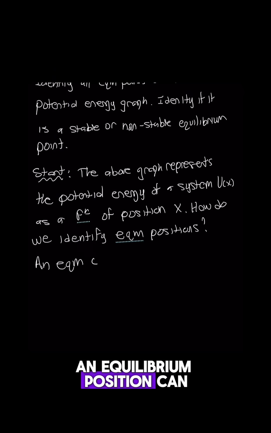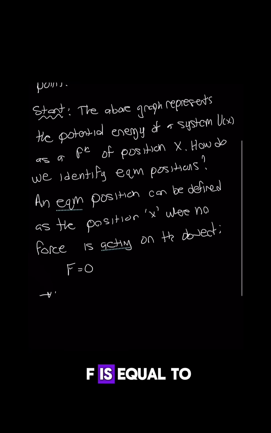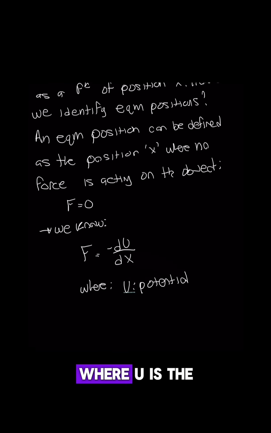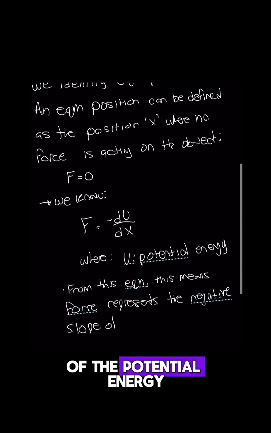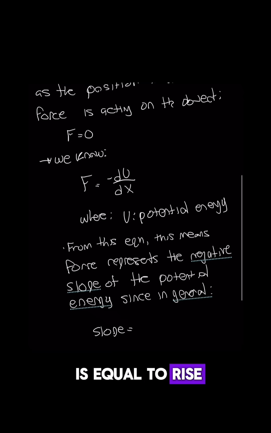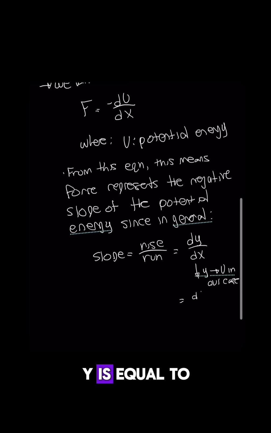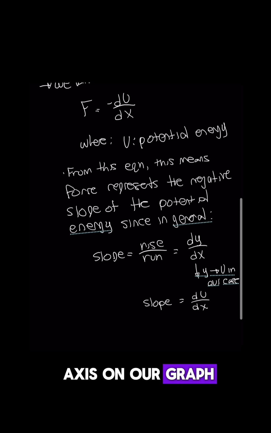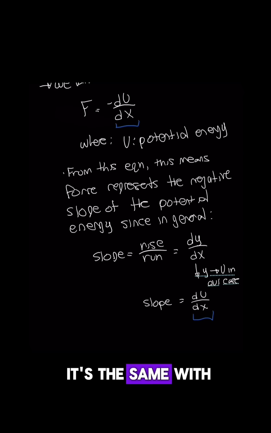An equilibrium position can be defined as the position x where no force is acting on the object. And we know that F is equal to negative dU over dx, where U is the potential energy. So from this equation, the force represents a negative slope of the potential energy, since in general, slope is equal to rise over run, which is equal to the change in y divided by the change in x. And in our situation, y is equal to U, since the y-axis on our graph is the potential energy. So slope is going to be equal to dU over dx, and if we compare it to our force equation, we can see that it's the same with a negative sign.